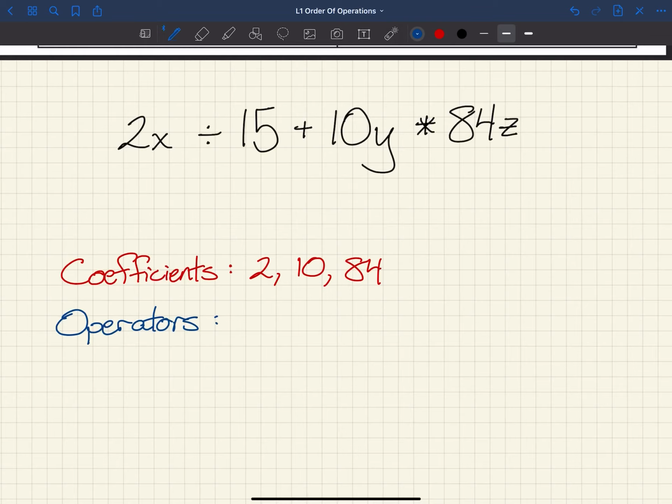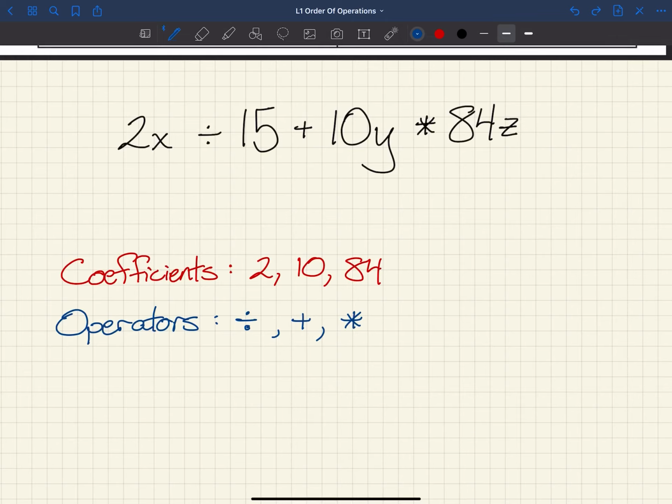All right, and hopefully you came up with these 3. We've got division, we've got addition, and we've got some multiplication there. Right? These operators are the chunks that separate those different pieces of our expression.